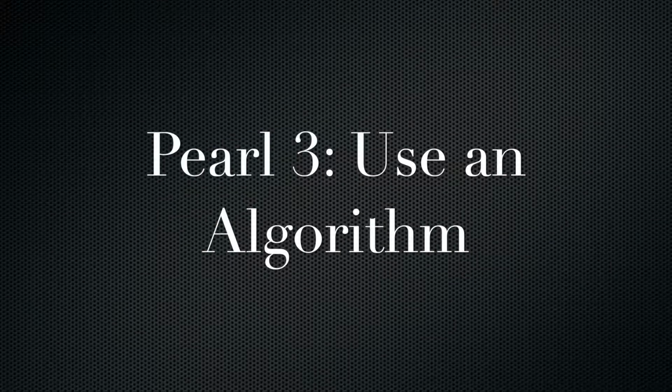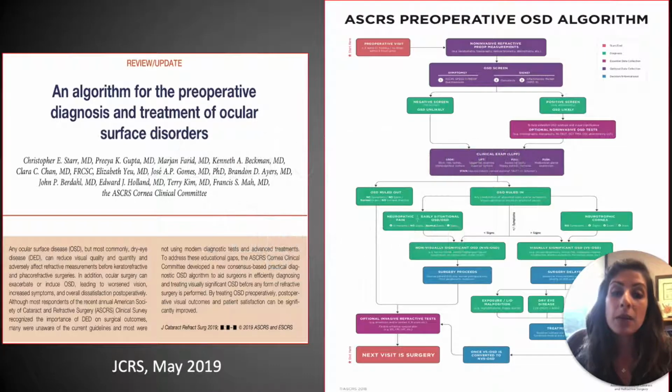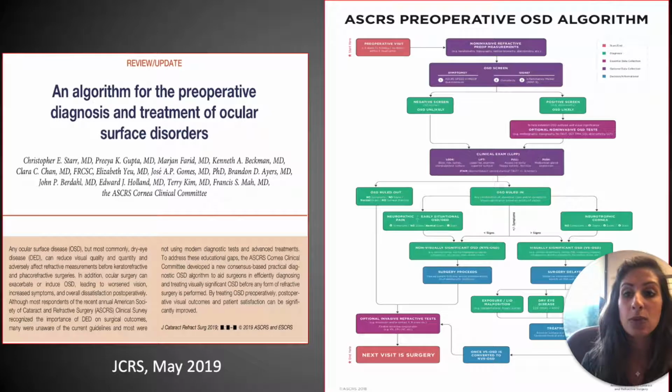Pearl 3, use an algorithm. It can be pretty overwhelming to decide who you're going to screen, how you're going to screen them. The ASCRS Corneal Clinical Committee, which I'm a member of, put together this algorithm to help guide cataract and in particular refractive surgeons on how to screen their patients.